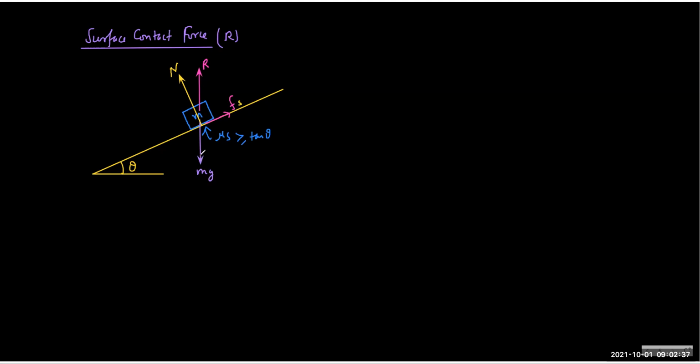So what is the resultant of N and mg? It is opposite of Fs. What is the resultant of mg and Fs? It is exactly opposite of N. So what is the resultant of N and Fs? It is exactly opposite of mg. So the surface as a whole applies only one force, and that is exactly balancing the mg. Okay. Now this will answer the first question.